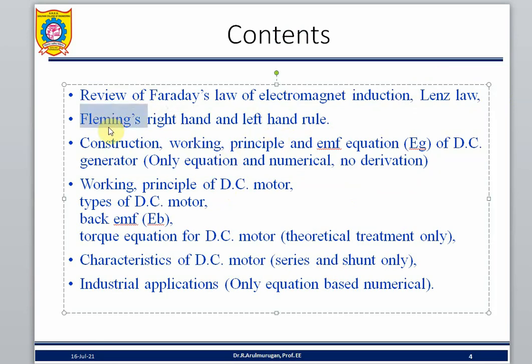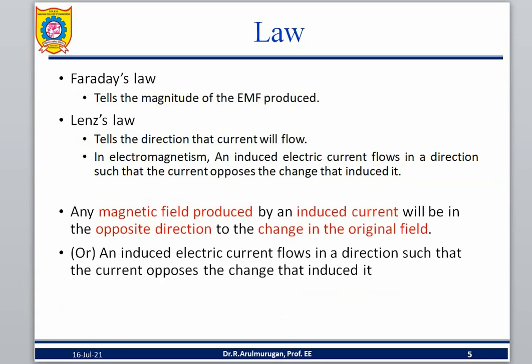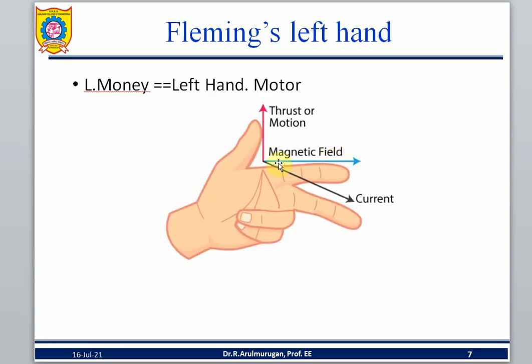Then Fleming's rule. Fleming has a right hand rule and a left hand rule. There are three fingers: the forefinger, the thumb, and the middle finger, each perpendicular, at 90 degrees to one another. Fleming's left hand rule is for what? It decides the direction of rotation of what?